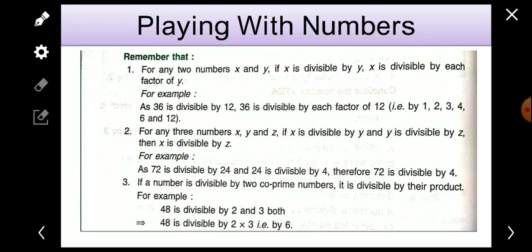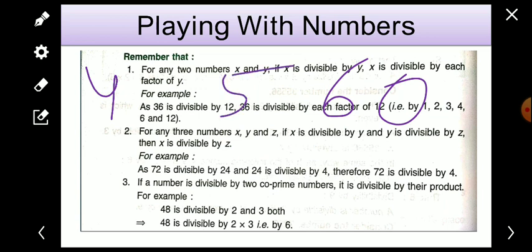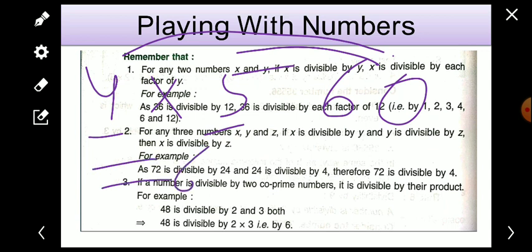Let me take another example. Suppose that we take the number 60. 60 is divisible by 4, we know that. And 60 is divisible by 5 also. So 60 is divisible by 4 as well as 5, and we know that these two are co-prime numbers. If we get the product of these co-prime numbers, we get 20. So this number will be divisible by their product also. 20 can divide 60 completely.